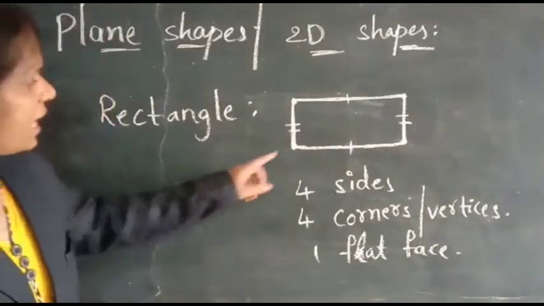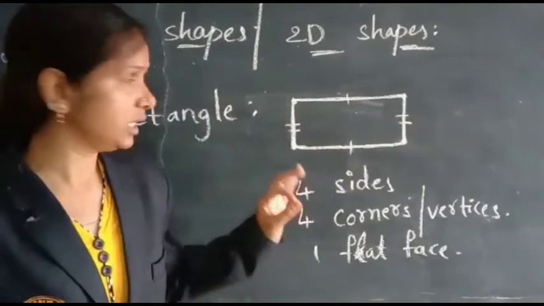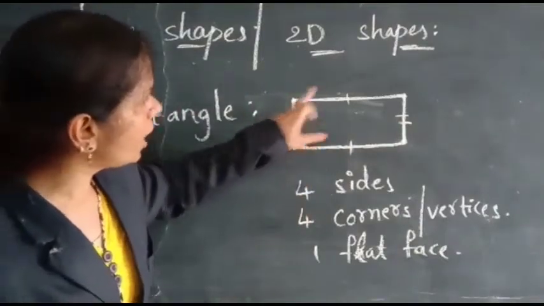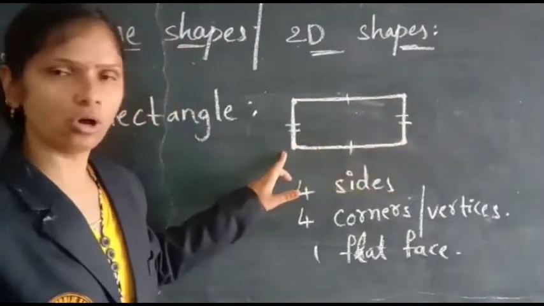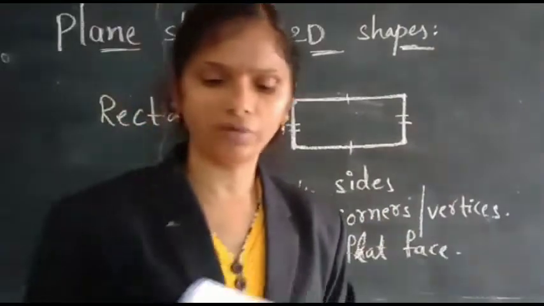So a rectangle has four sides, 1, 2, 3, 4, and in these four sides, opposite sides should be equal, and four corners, 1, 2, 3, 4 corners, and one flat face. Here you can see a model of the rectangle, children.